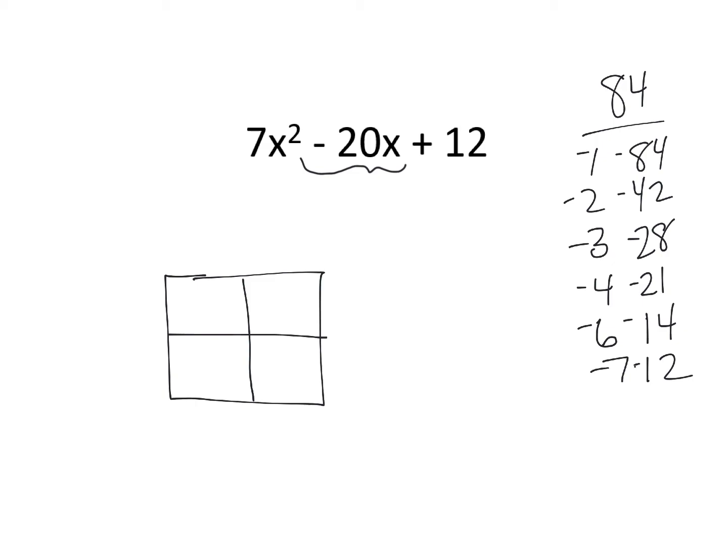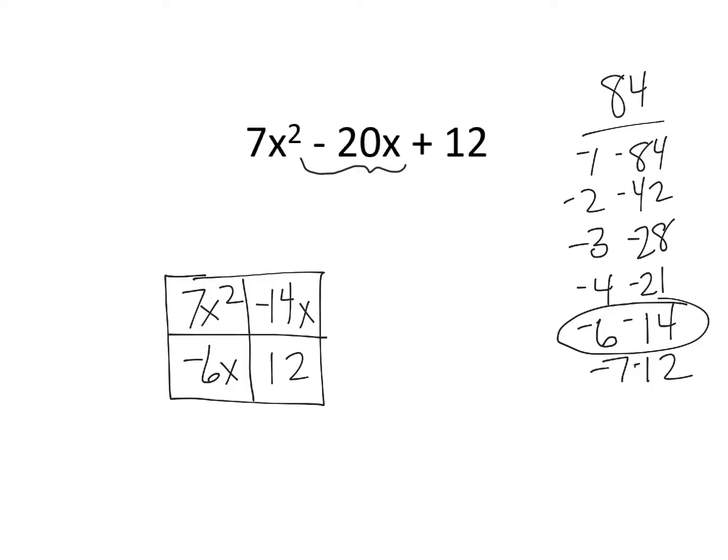All right, which 2, when I add them together, give me a negative 20? If you say negative 6 and negative 14, you are correct. So I'm going to put my first term, my last term. Let's see, negative 6x and then a negative 14x.